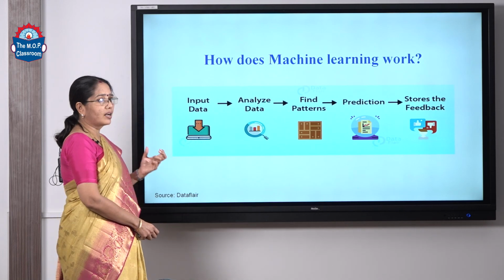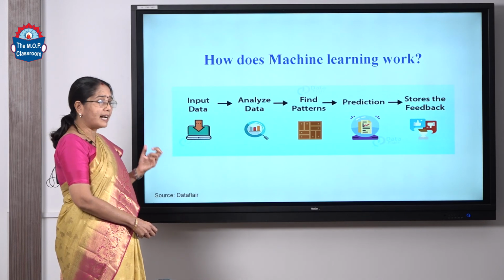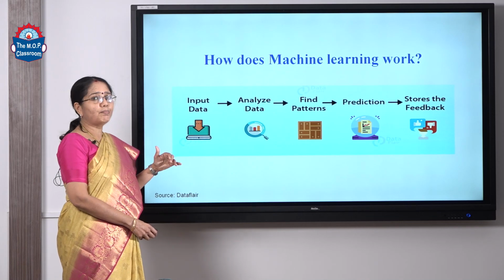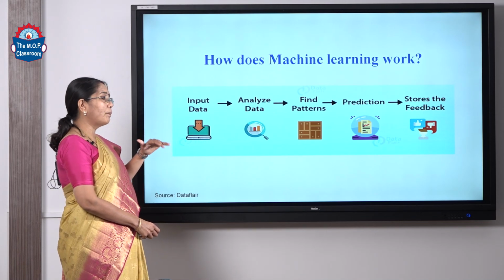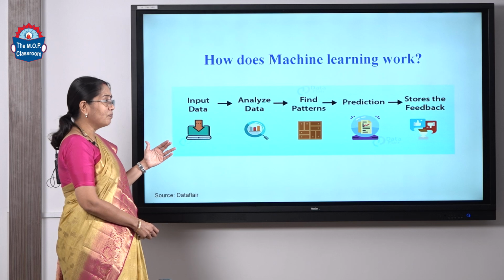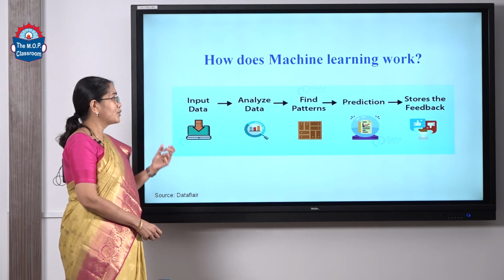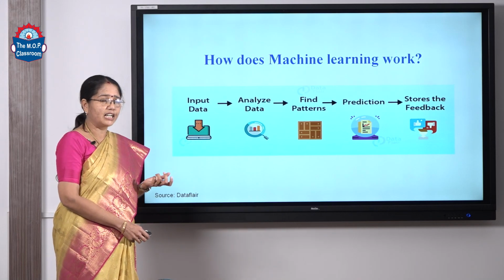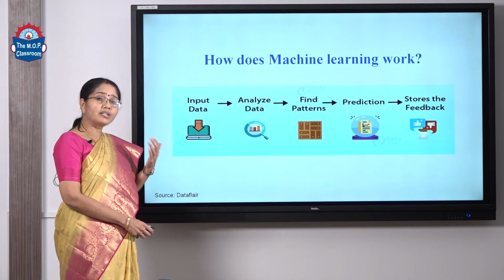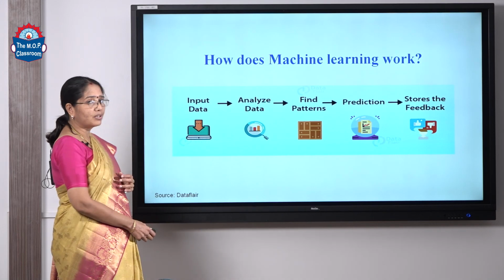The ML model is used in order to find the pattern from the data, and based on the patterns it has observed, it will predict the results for the given data, and the results are stored as feedback. This feedback data helps to analyze the performance of the machine learning model, and it also helps to retrain the model in order to improve the performance.